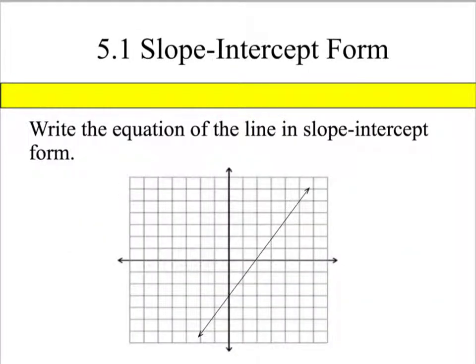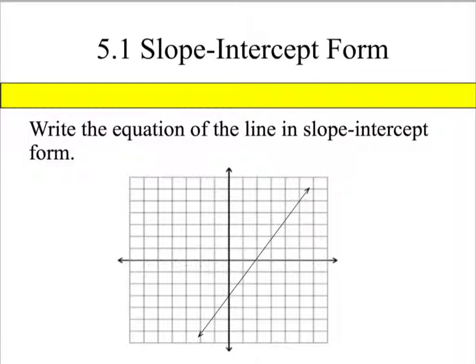Now let's look at a couple of graphs here. I want you to write the equation in slope-intercept form, but before you do that, I want you to be able to draw this line on a graph. So pick a few points here and make sure it goes through those points, and then we will solve. Okay, let's do this.